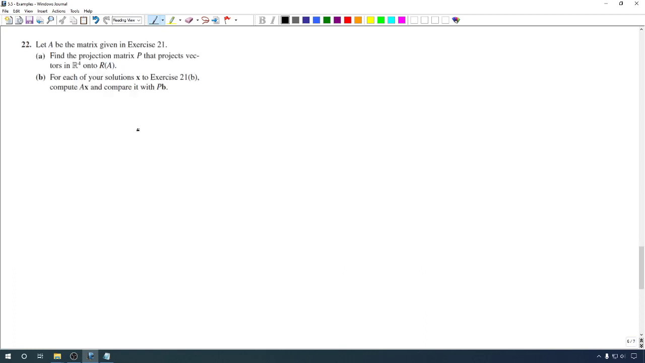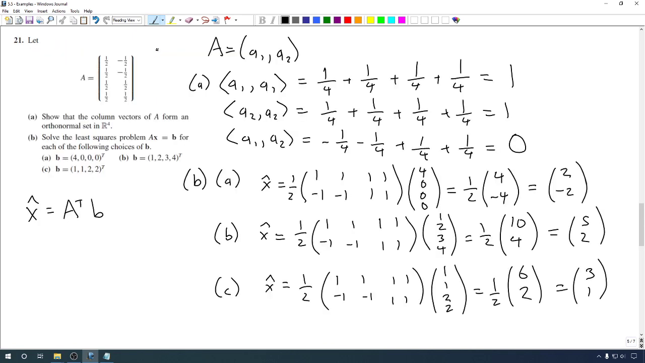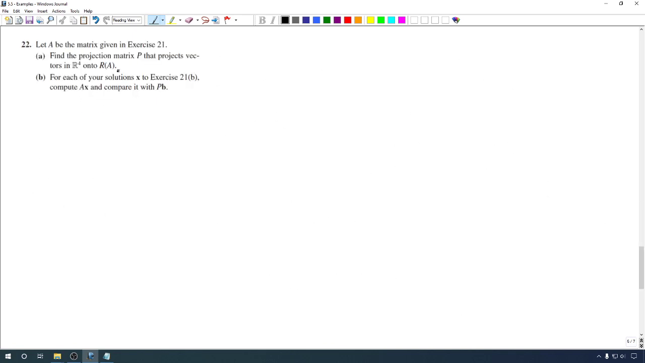Let's use this to solve another problem. So problem 22, we're going to use the same matrix A from exercise 21, so this one that we have here. We're going to find the projection matrix P that projects vectors onto the column space. And then we're going to use the solutions from part B, all of our least squares solutions, and calculate some things to show how that is related to the projection of our vectors. So let's start with our projection matrix.